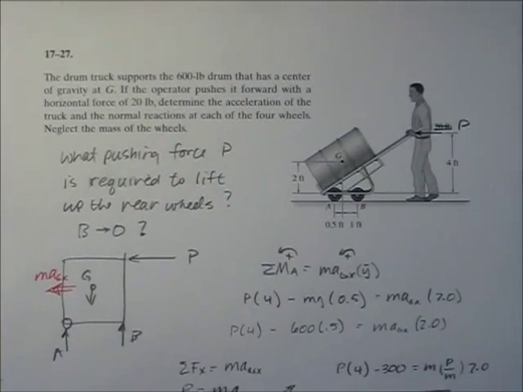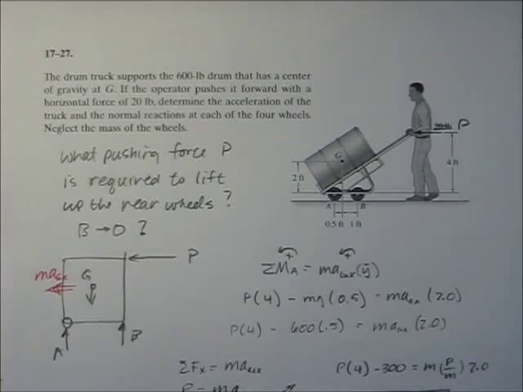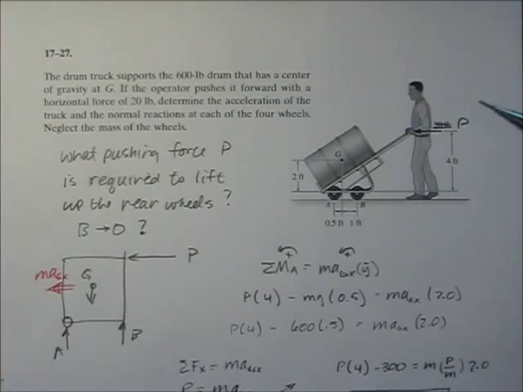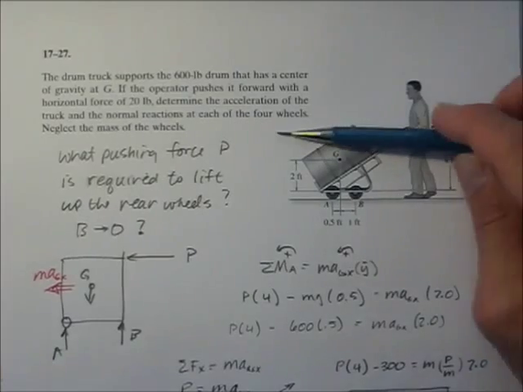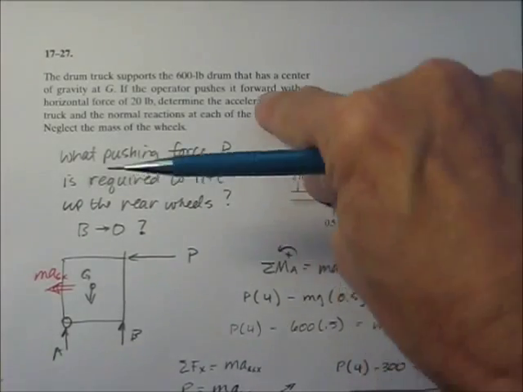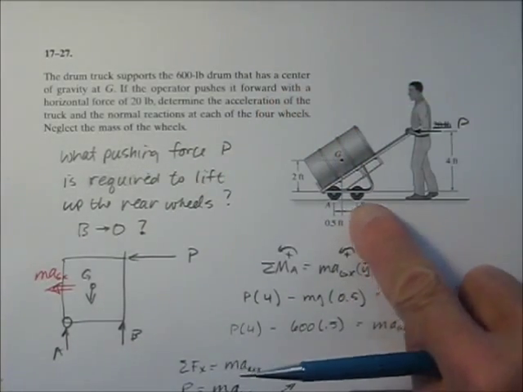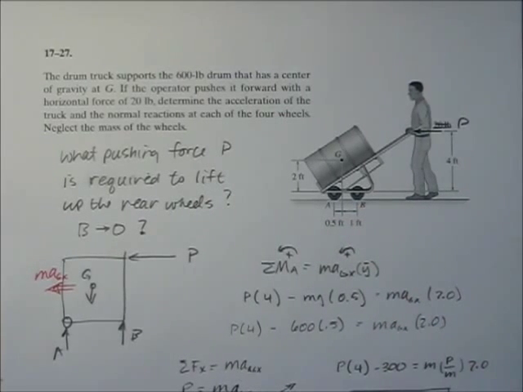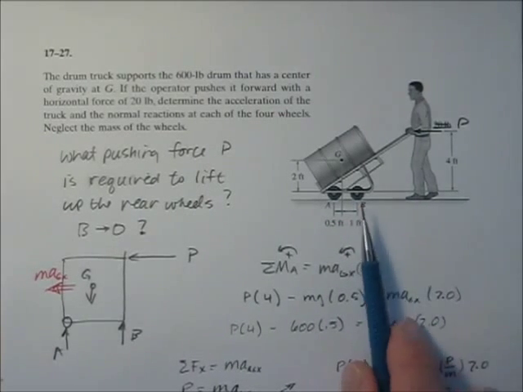All right, the next piece that I'd like to visit about on the same problem is not what's asked in the question, but this question: what pushing force is required to lift up the rear wheels? So you can kind of imagine, if I push this hard enough, it's going to tend to try to flip over. It's going to tend to lift up those rear wheels, and what we're looking for is how hard do I have to push it in order for the reaction at B to be equal to 0.